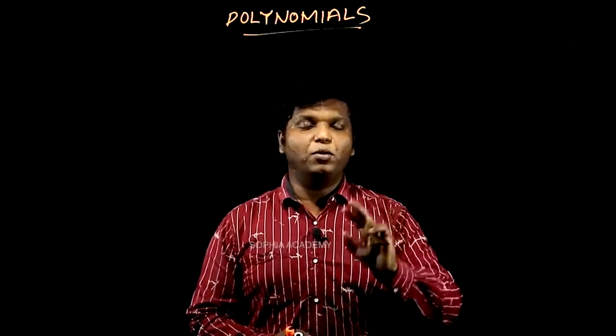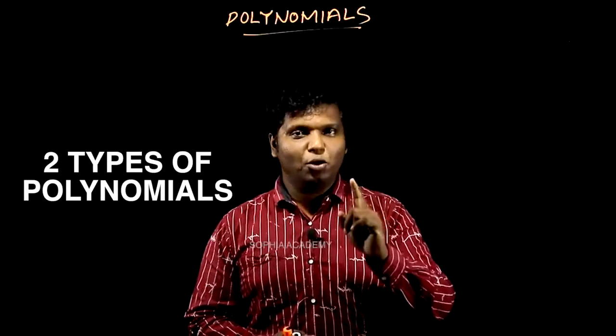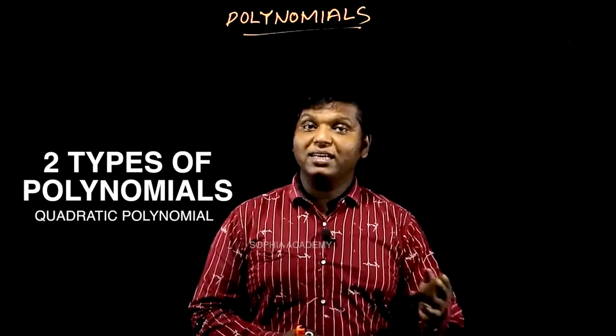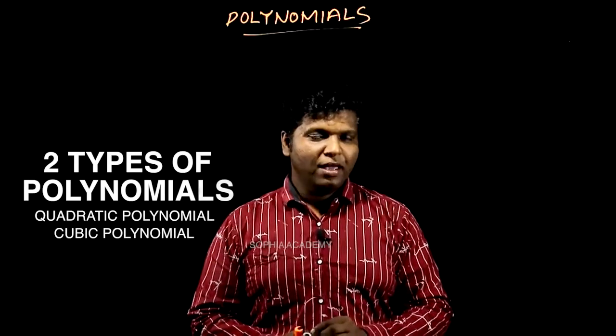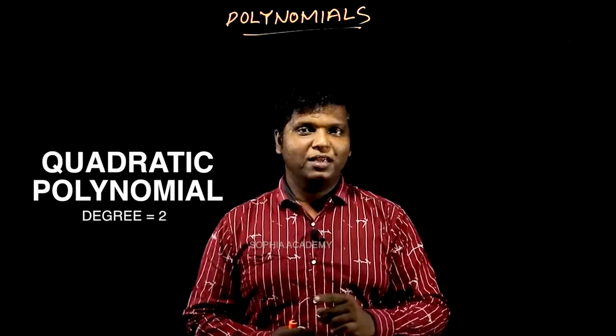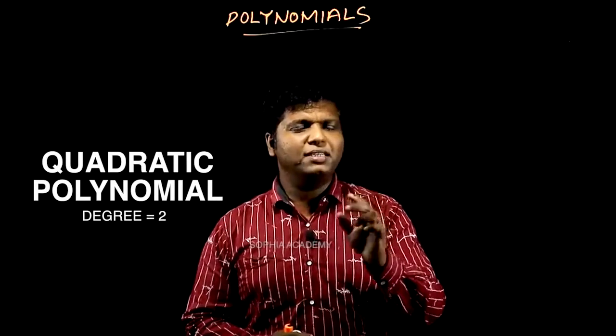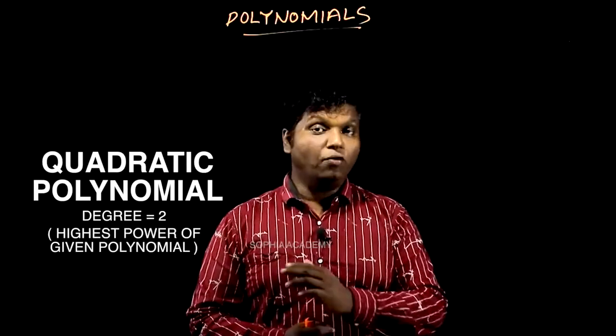Specifically in this chapter we are going to study two polynomials. One is the second degree polynomial, which is called the quadratic polynomial, and the next one is the third degree polynomial, which we call the cubic polynomial. For a quadratic polynomial the degree is 2. Now there comes a question: what does degree mean? The degree means the highest power of the given polynomial.